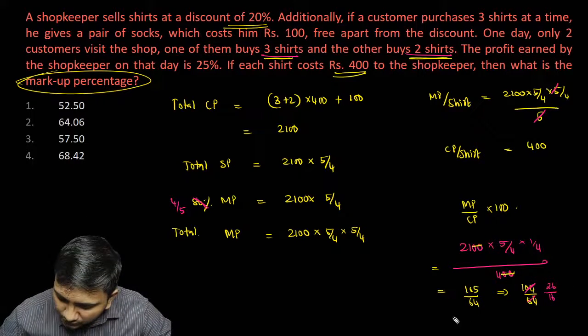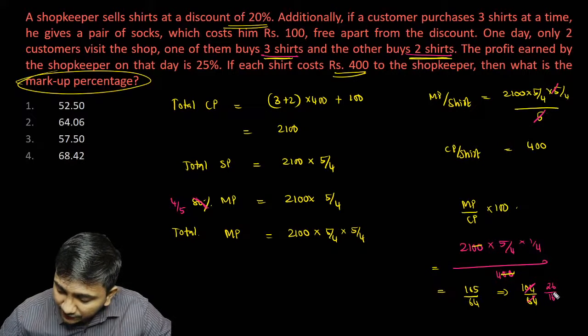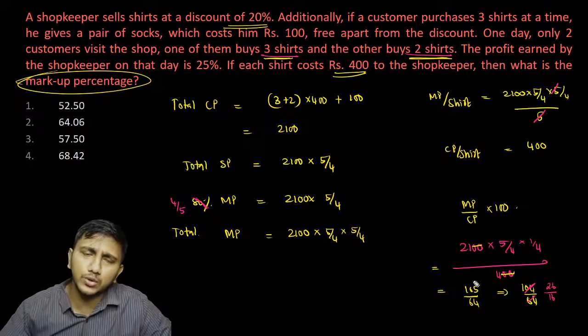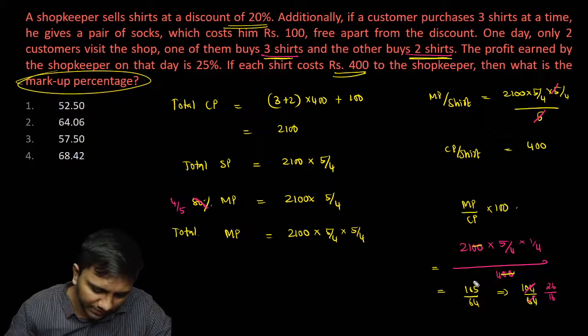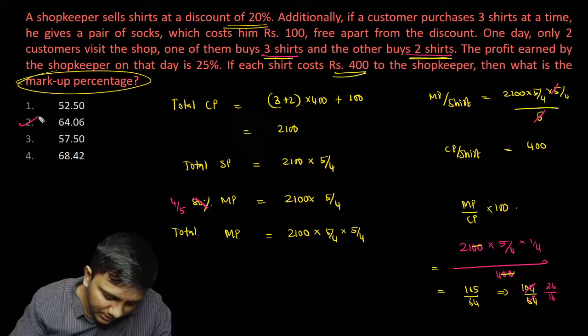Okay, if you do this, you'll get 1 point something. So markup is going to be 62.5% if it is 104 by 64. In this case, I have got 105 by 64, so our answer has to be slightly more than 62.5%. So in this case, we have got 64.06. That should be the answer.